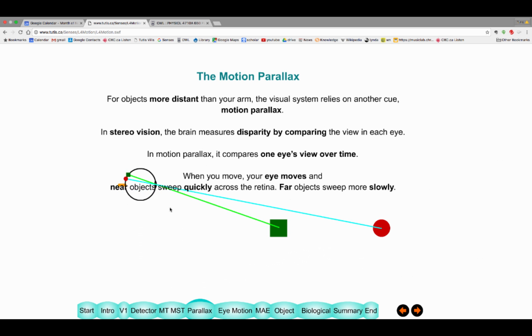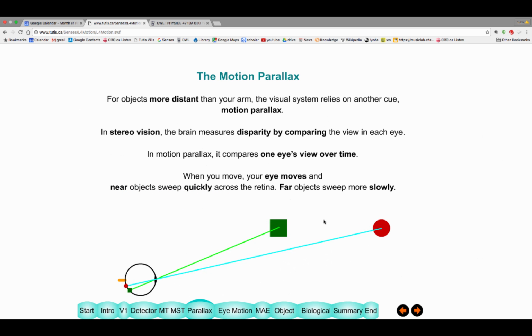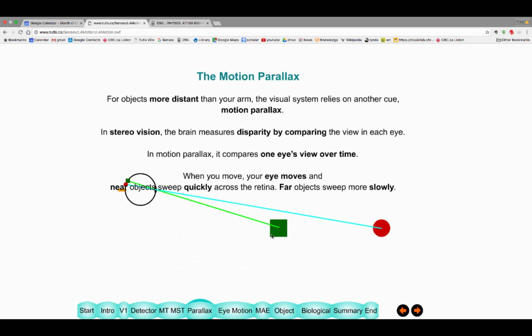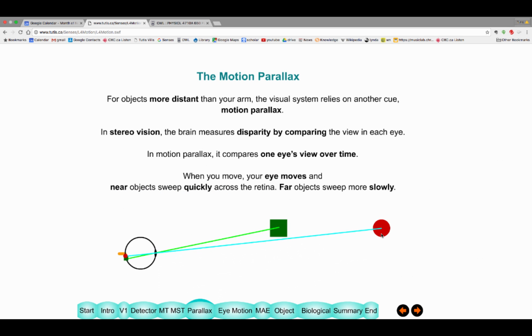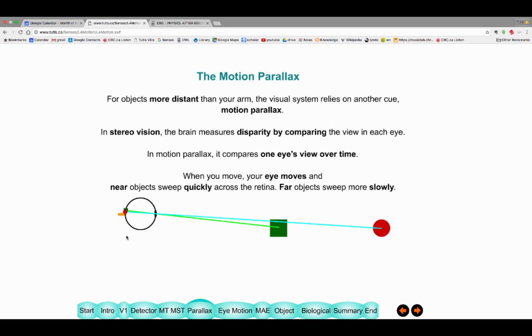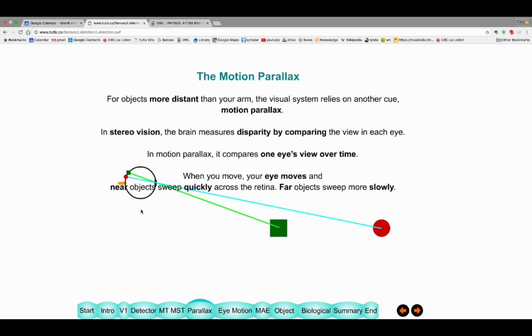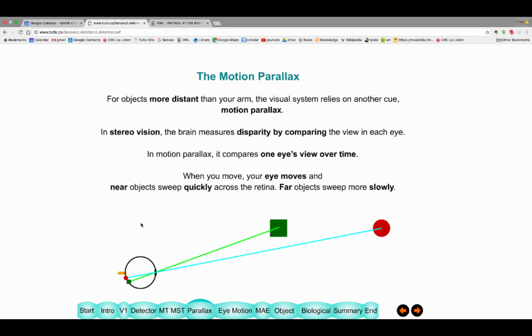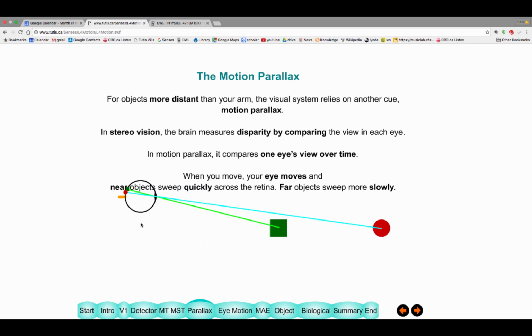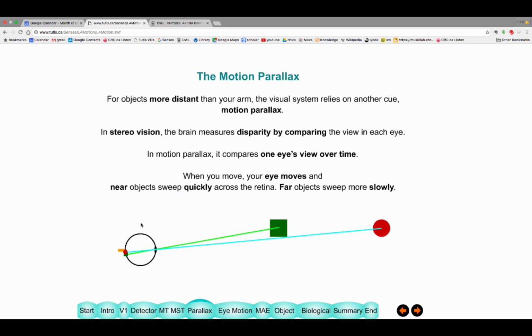Now, you can see here the eye is pointing straight forward. And if you compare what this square and this red circle are doing at the back of the eye, you can see that the one that's farther is moving slower across the back of the eye. Because as the head moves back and forth, it makes a smaller sweep across the eye. So what the brain is doing is comparing how things are moving relative to each other. And from that, it can measure distance.